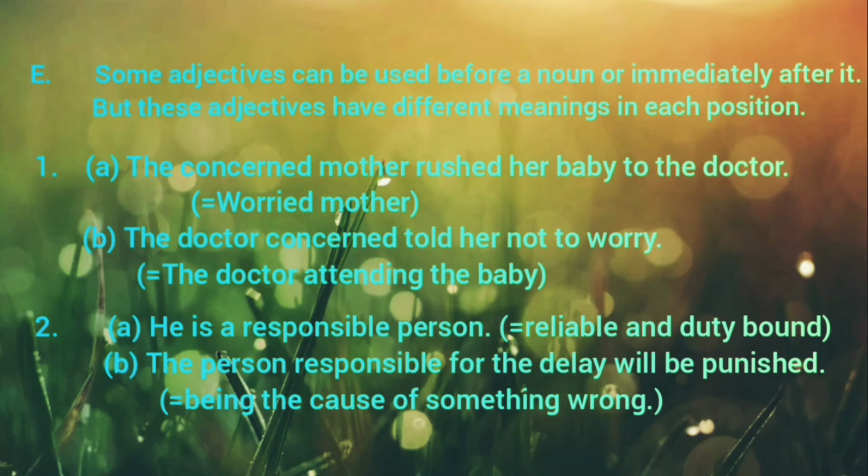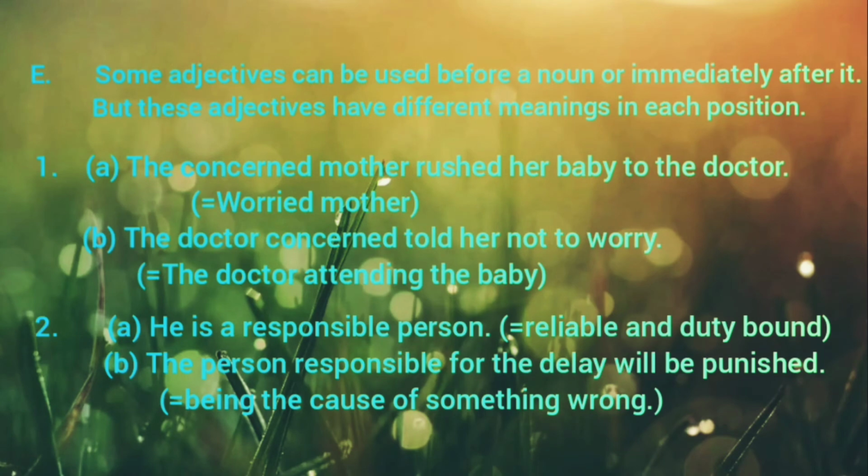Look at the examples. Number 1, the concerned mother rushed her baby to the doctor. Here, the adjective is concerned, and the meaning of this adjective is worried. Concerned mother means worried mother. The doctor concerned told her not to worry. Here, the same adjective concerned is used after the noun doctor, and the meaning changes. The meaning is the doctor attending the baby. He is not worried, or he is not a worried doctor.